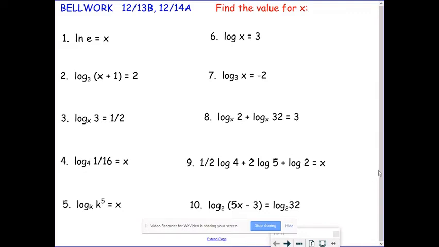This is Advanced Algebra, Wednesday, December 13th, a B day, or Thursday, December 14th, an A day. So today we have our last day before the unit test.